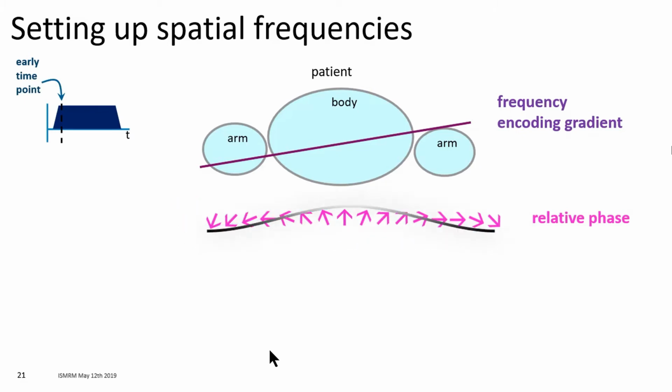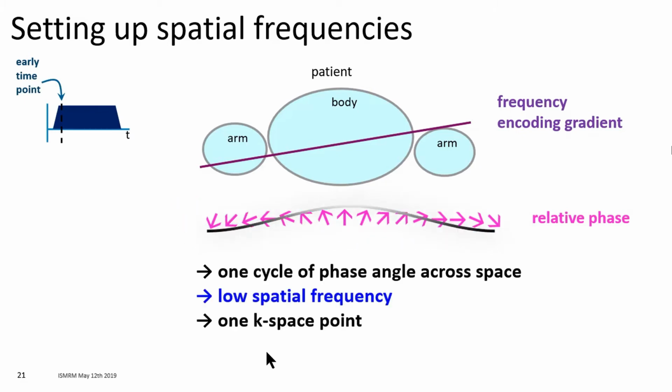This is a low spatial frequency. And then you make an instantaneous measurement, which goes into one k-space point. So all the signal is summed up from the whole body. The vector sum across the object goes into one k-space point. Okay, so far so good.